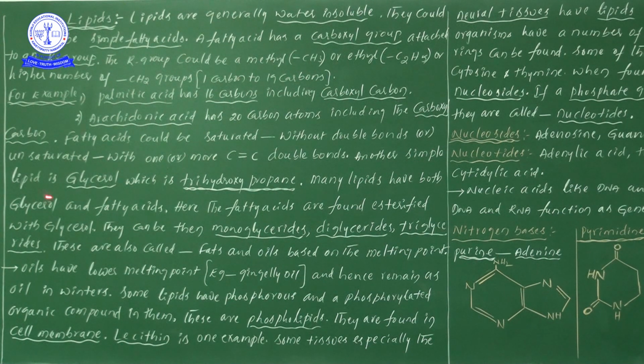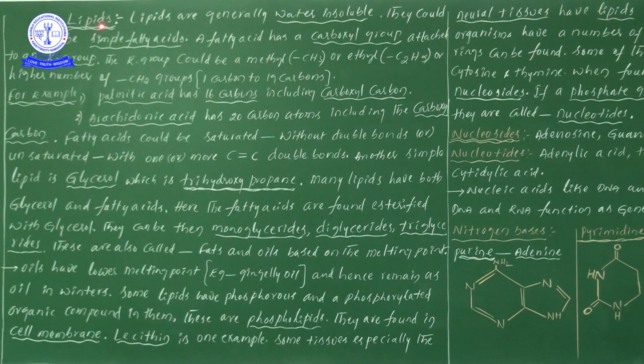Right. Another simple lipid is the next type: glycerol. From the chemistry point of view, this glycerol can be taken as trihydroxypropane. So trihydroxypropane is nothing but glycerol. From the simple name point of view we take it as glycerol, and from the chemistry name point of view we consider it as trihydroxypropane.